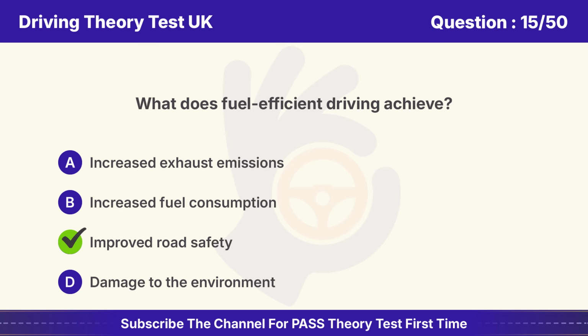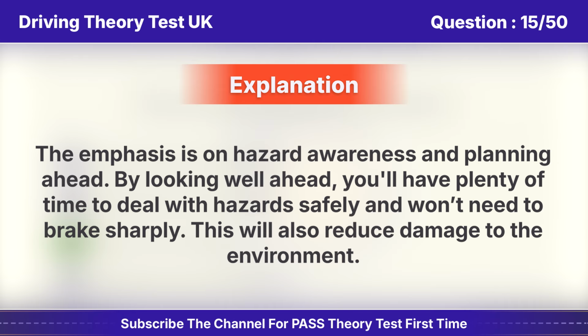Answer is C. Improved road safety. The emphasis is on hazard awareness and planning ahead. By looking well ahead, you'll have plenty of time to deal with hazards safely and won't need to brake sharply. This will also reduce damage to the environment.